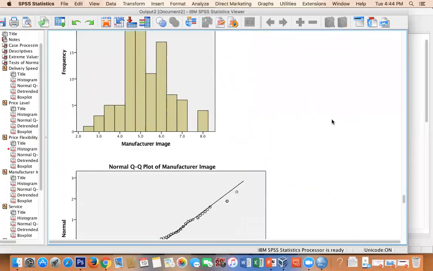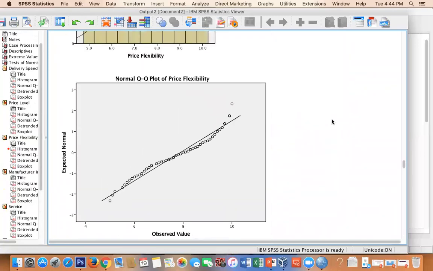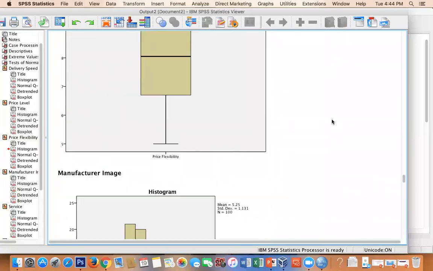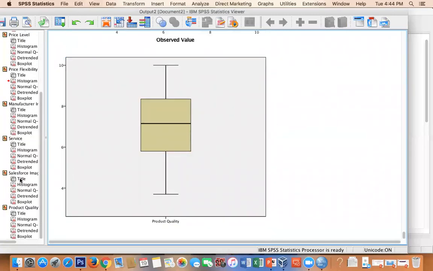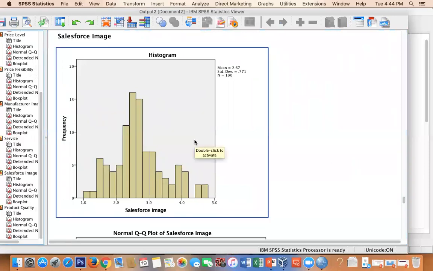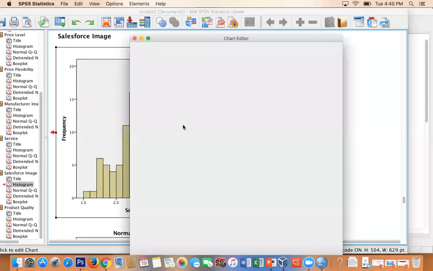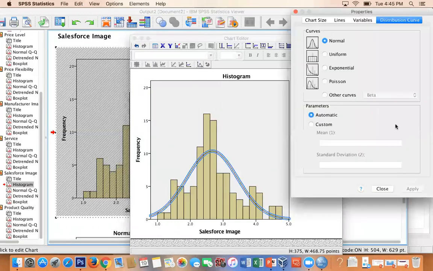And another one that was a little bit of a problem was the Salesforce image, right? You select this instead of scrolling up and down. So this came out to be a little bit skew if you happen to remember, but look at the data. It looks pretty smooth. In fact, it's not that much of a problem. I really don't believe you should do anything to this.